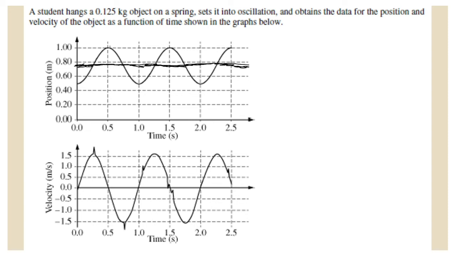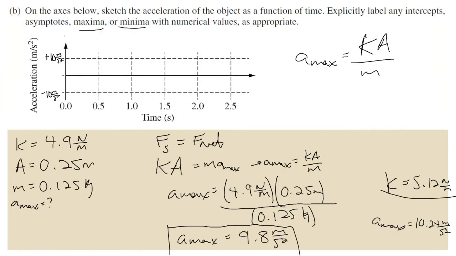Negative, 0, positive. Negative, 0, positive. The acceleration's got to be opposite. So instead of being negative, 0, positive, it's got to be positive, 0, negative. So we have positive, 0, and then negative.